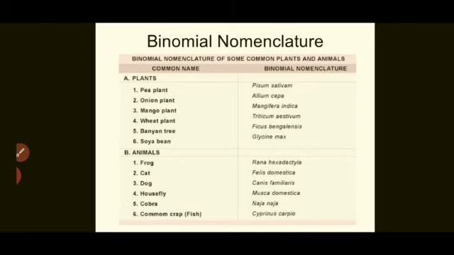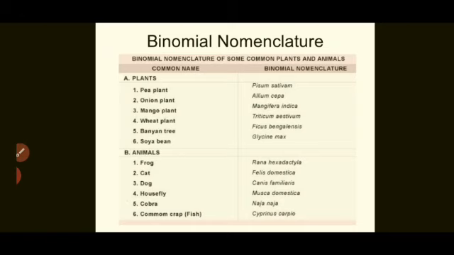In animals, a few examples are given to you all. Frog, Rana hexadactyla. Cat, Felis domestica. Dog, Canis familiaris. Housefly, Musca domestica. Cobra, Naja naja. Common carp fish, Cyprinus carpio. So, these are a few scientific names given for you all. Just remember the rules of binomial nomenclature, how the naming of the organism is done and how the rules are followed while writing the scientific name, which is very important to remember for the exams.